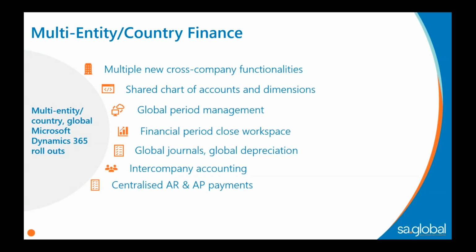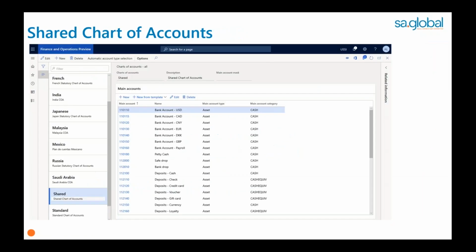So moving on to multi-entity features now. We're going to discuss how these functionalities, which used to be only possible at company level, can now be performed for multiple companies at the same time. So of course, a lot quicker and a lot more efficiently. We will see how, for example, periods can be closed for all companies in one screen, or how you can enter and post global journals, how you can pay your vendors centrally, etc., etc.